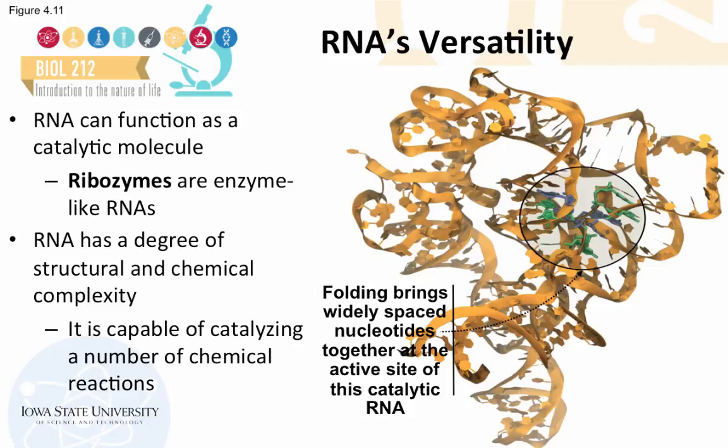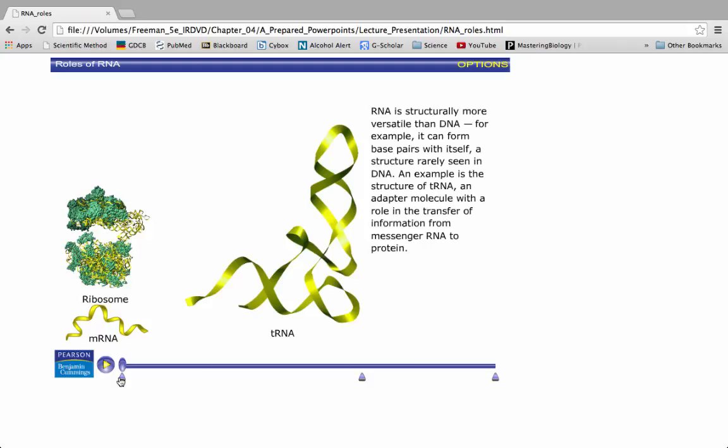RNA is a very versatile molecule. It can function in catalysis. For a long time, it was thought that RNA didn't have any catalytic activity, but several ribozymes, meaning RNA molecules that have catalytic activity, have been discovered. Because RNA has a degree of structural and chemical complexity, it is capable of catalyzing multiple chemical reactions. Because RNA can undergo many levels of folding, it is a more versatile molecule than DNA.